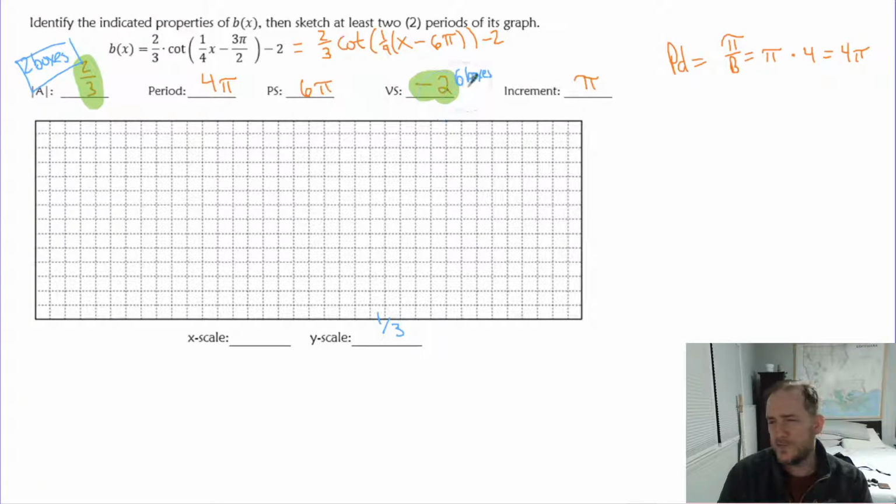So the vertical shift, I think that's fine. We'll just have to throw our x-axis way up near the top because we know we're getting vertically shifted down by 6 whole units, and then we're only going up and down from there by 2. So we can concentrate ourselves right in the middle where we need to be.